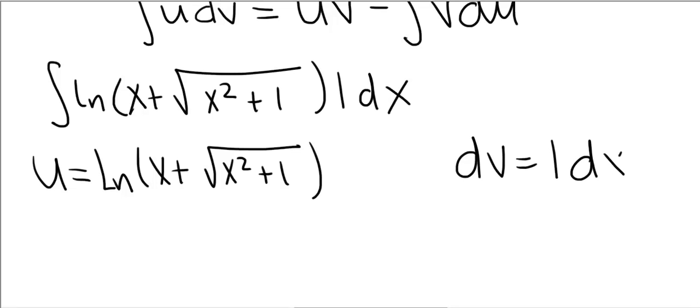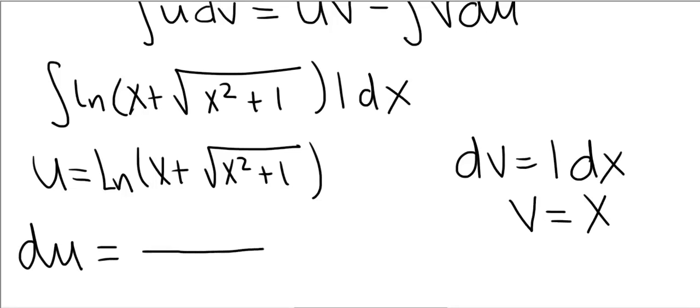If it's the other way around, if dv is natural log of x plus square root of x squared plus 1, to go from dv to v we would have to integrate, which is what we're trying to do in the first place. Now to go from dv to v with dv being 1, v is just x. And now we differentiate natural log, which is easier than integrating it.